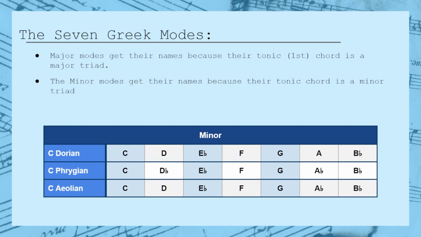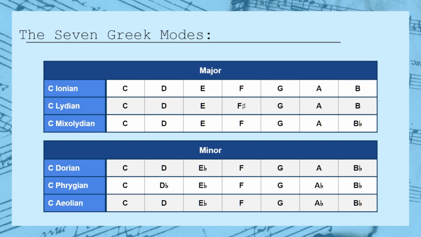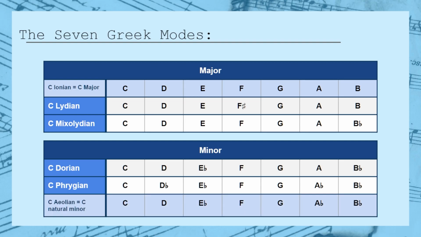Now, within these 6 major or minor modes, we find 2 familiar scales. The Ionian mode, which we know as the major scale, and the Aeolian mode, which we know as the natural minor scale, which is the scale most of the minor key is based on. This leaves us with 4 remaining modes, 2 major and 2 minor.